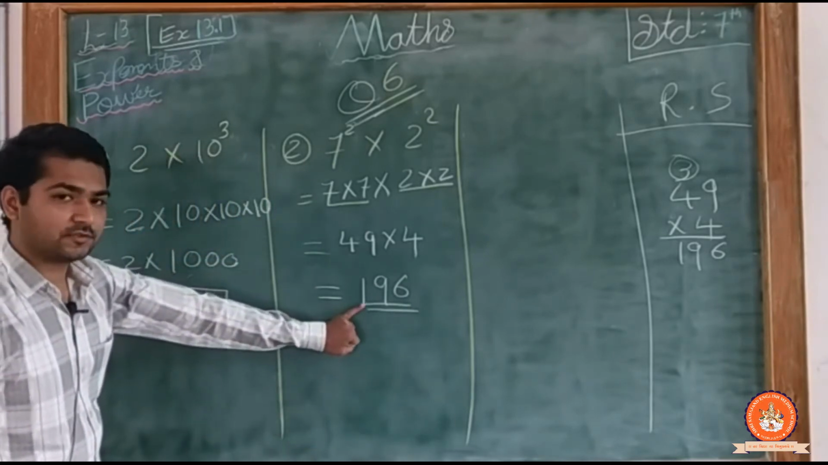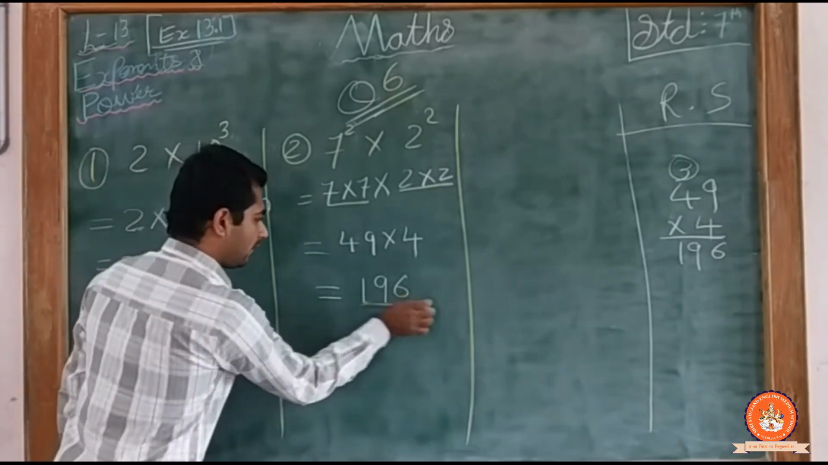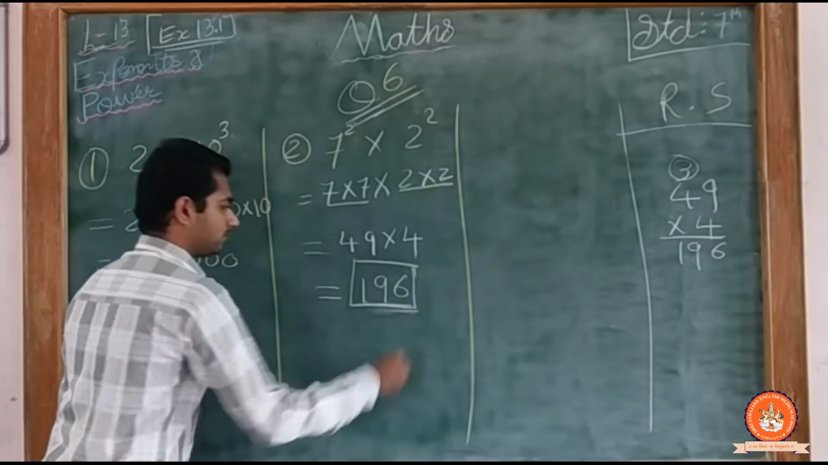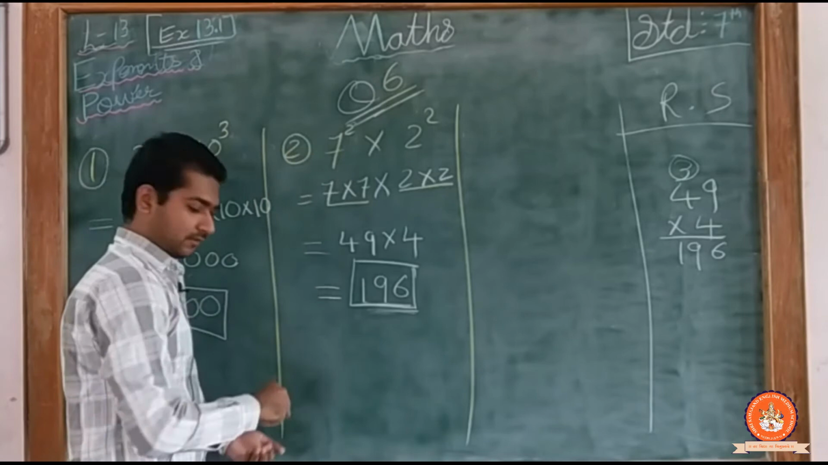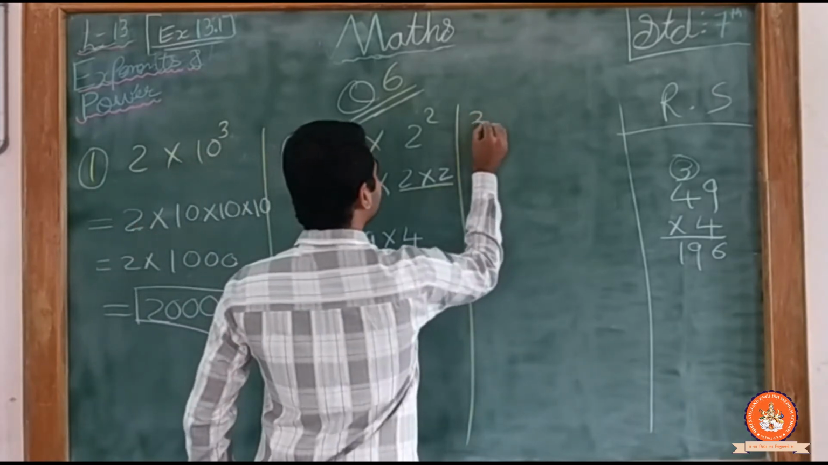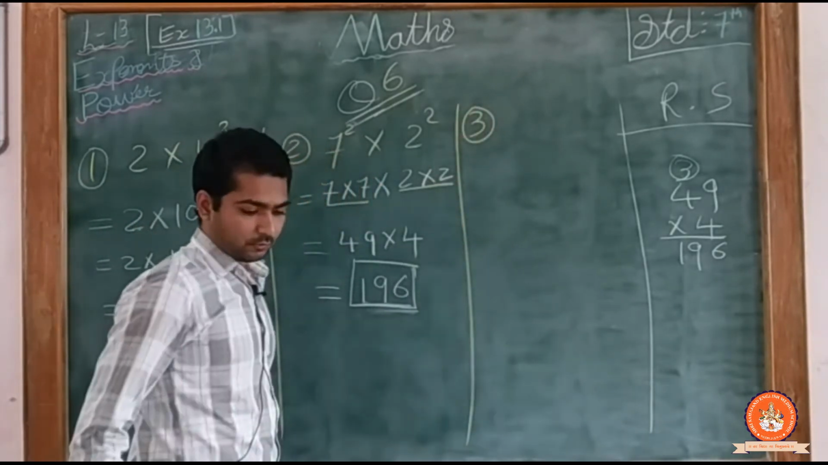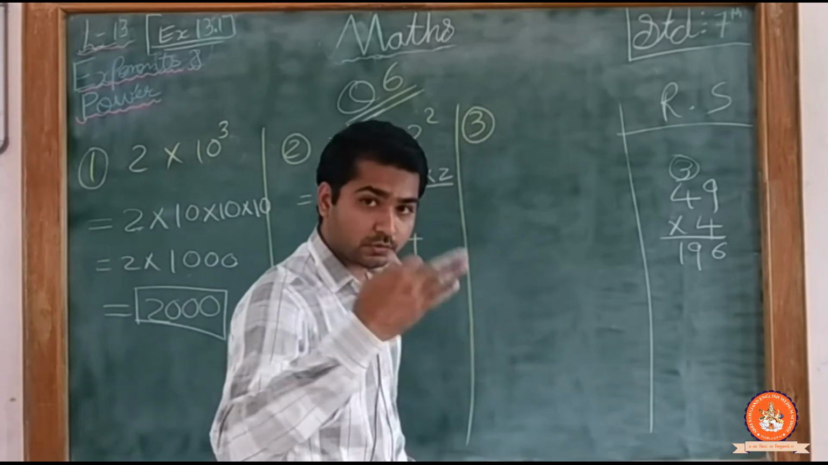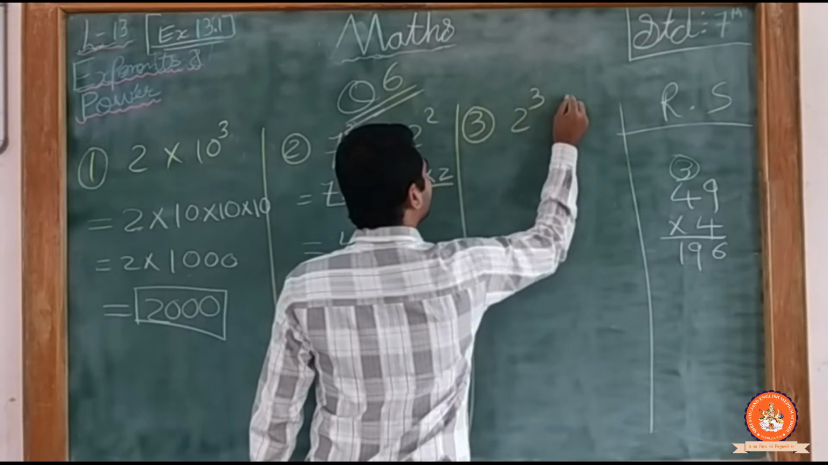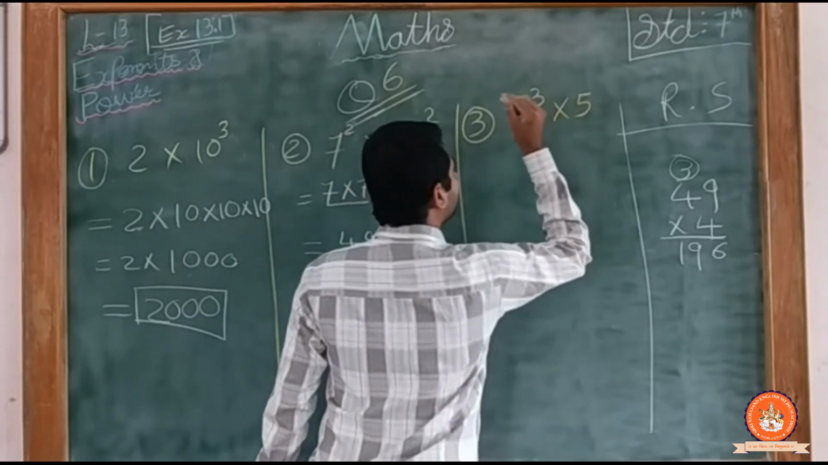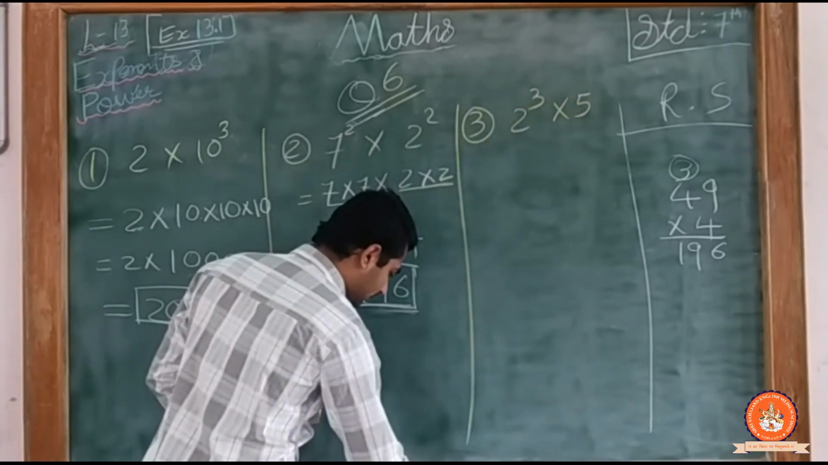You can do like this also, or else you can make a box that will highlight your answer. Now coming on question 3. What is the question? That is 2 raised to 3 multiplied by 5. So how we will solve this?